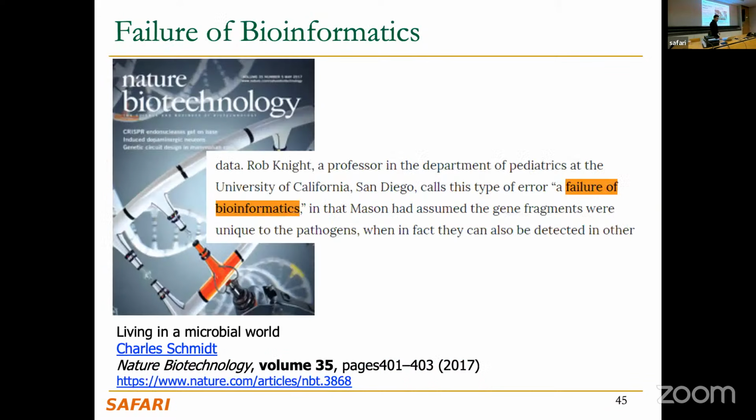And then this was regarded as the failure of bioinformatics. But this is not necessarily a failure of some field, right? Because the technology has been improving, the tools have been improving, and clearly back at the time, the tools that we were using for that particular analysis weren't ready to do such an analysis.